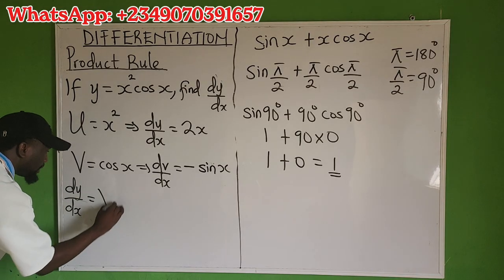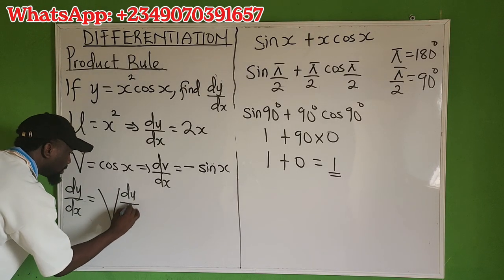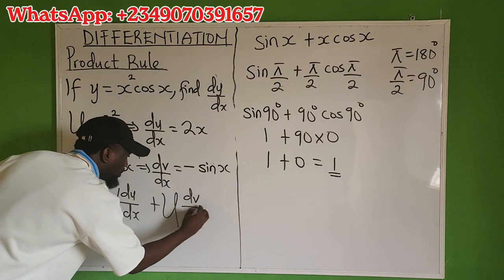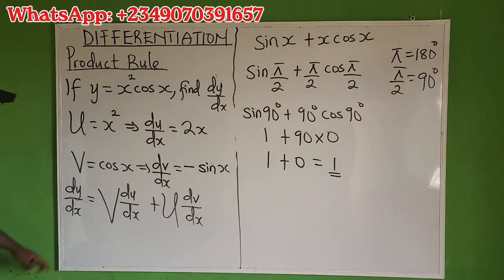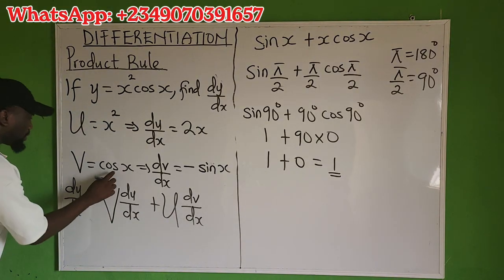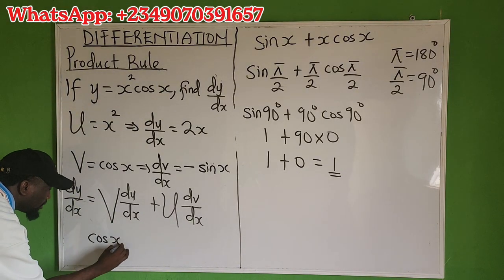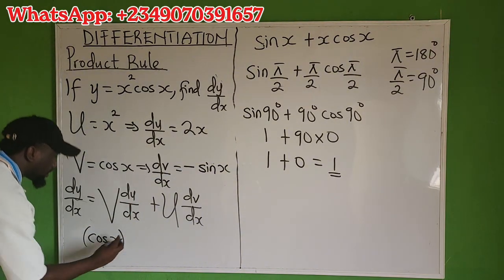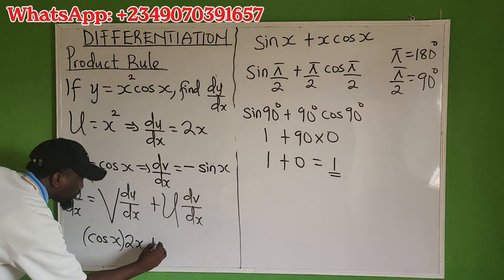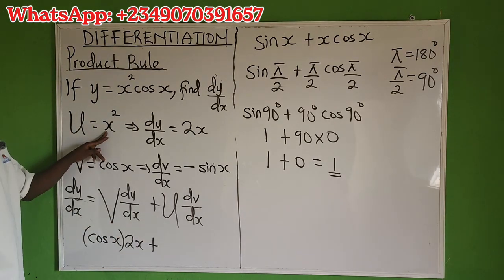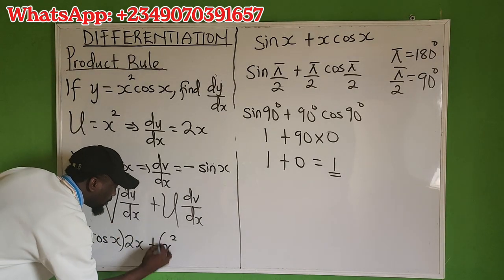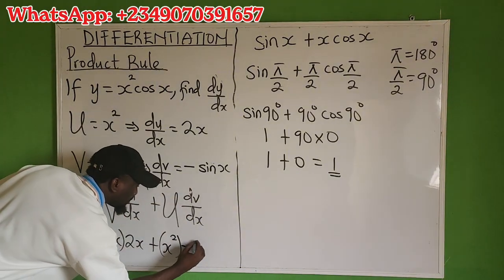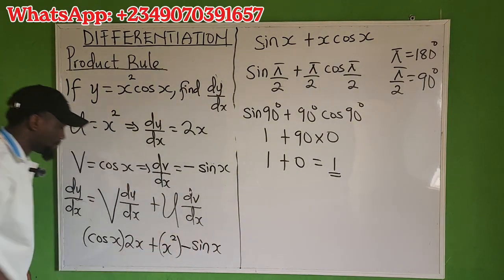So looking for dy over dx, this will give us v du over dx plus u dv over dx. And what is v? V is cos x. We have cos x multiplying du over dx, and that is 2x. Plus, what is u? U is x squared. So x squared now is multiplying dv over dx, which is negative sine x.